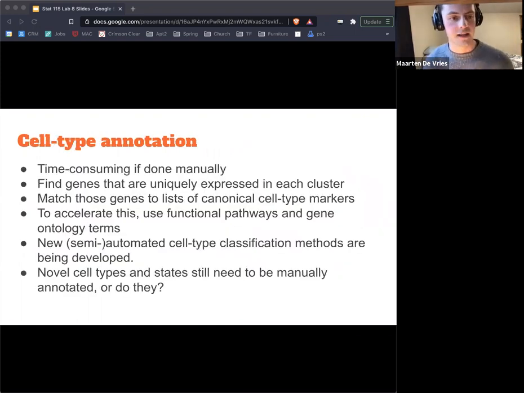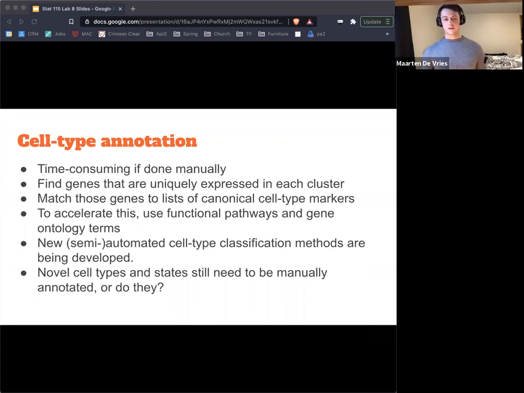Okay, this was the last step, and this ties into my own research a little bit. It's just cell type annotation. It can be quite time consuming, although there are now semi-automated and automated ways to do it. But the idea is that you have all your different clusters, and then you have to find genes that are uniquely expressed in each cluster. Match those genes to usually a list of canonical cell type markers.